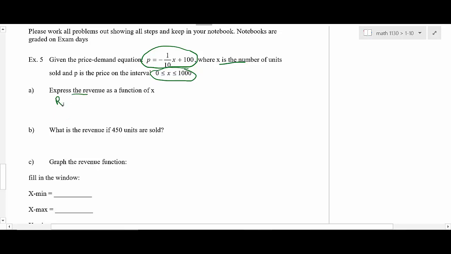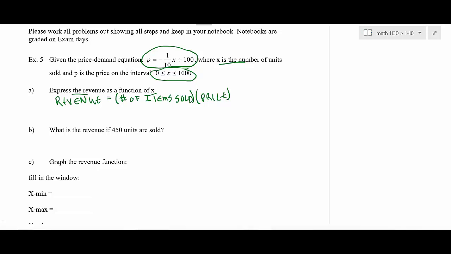So what I want you to write down is the way a business finds its revenue: they take the number of items sold, and then they multiply that by the price. So if you have a business and say you're selling lemonade, and lemonade costs 50 cents a glass, well, if you sold 100 of those, you'd multiply and get how much money you're making. So that's the idea. We usually say R equals X times P, where X is the number of items sold and P is the price.